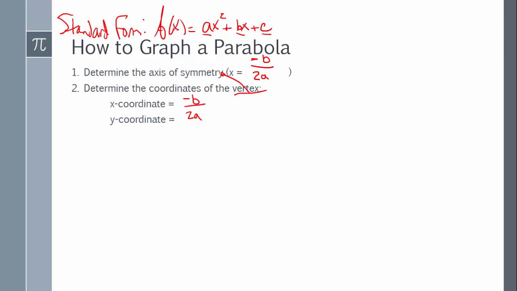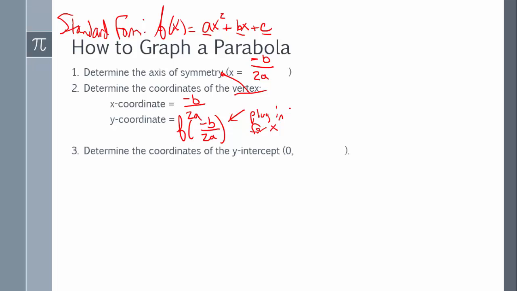Now, the y-coordinate is just the value of the function at negative b over 2a. In other words, we're just going to plug in whatever that number is for x to get our y. Okay? The next thing we have to do, my slide will advance, is figure out where the y-intercept will be.